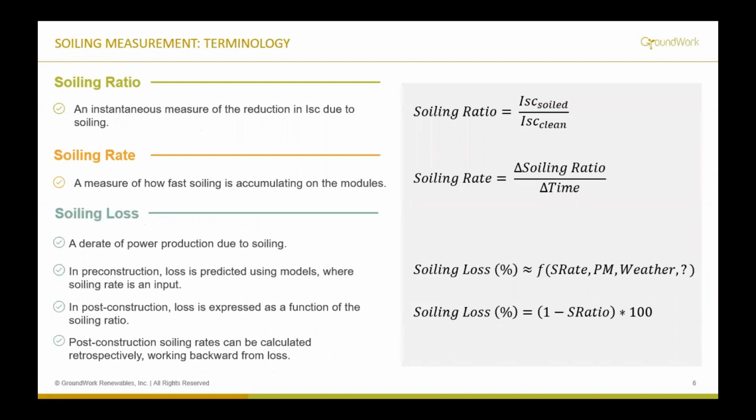However, the approach to data processing that I'm about to talk about can also be applied to operational data in retrospect. In fact, a lot of the methodology that we use comes from a paper published by NREL that was using production data to estimate soiling losses.